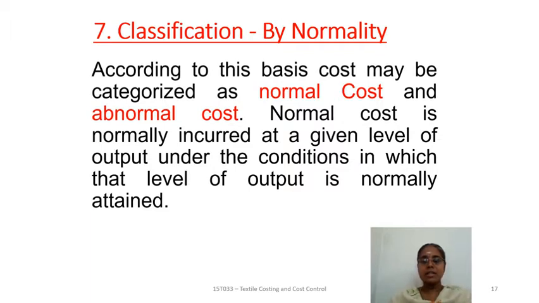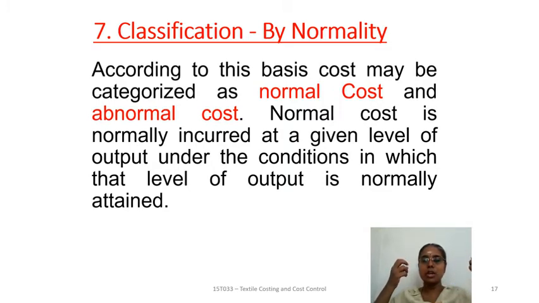The next type of classification is by normality. By normality, the costs are classified as normal or abnormal costs. Normal costs are incurred, say, in a spinning mill. You always have a norm for the waste percentage. In carding, usually the waste percentage is 5 or 6%. Suddenly it becomes 10%, then it is an abnormal cost due to some other problem. So it should be a normal cost. An invisible loss may be less than 1% due to moisture.